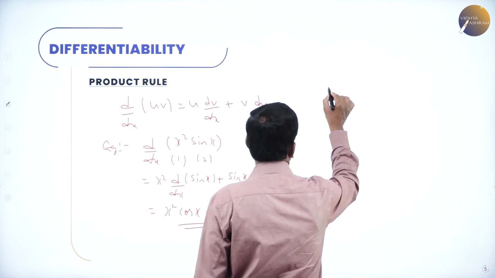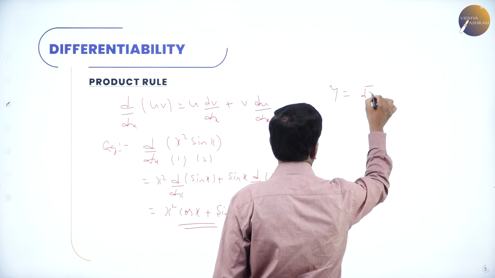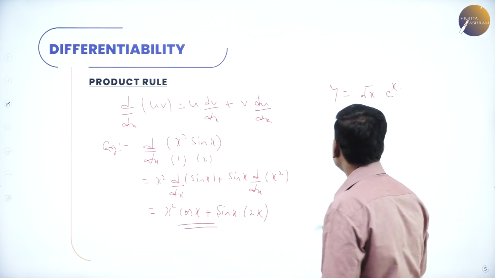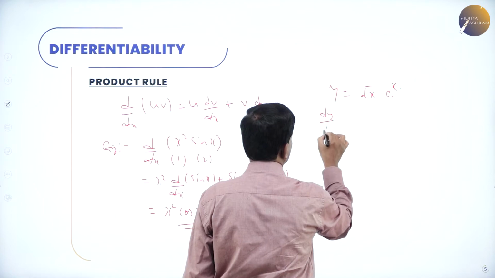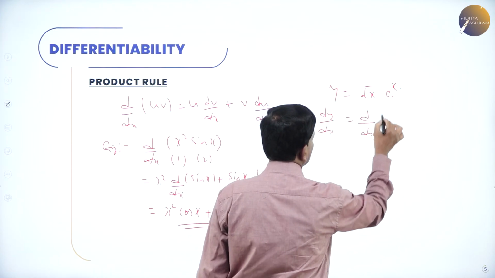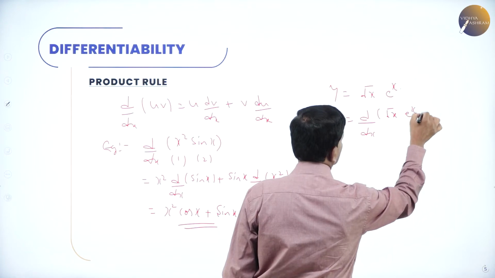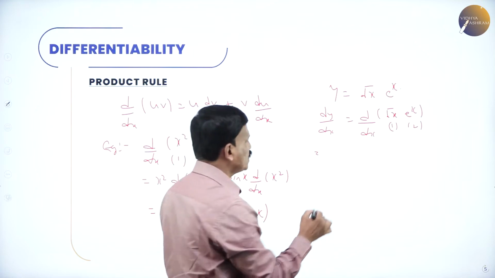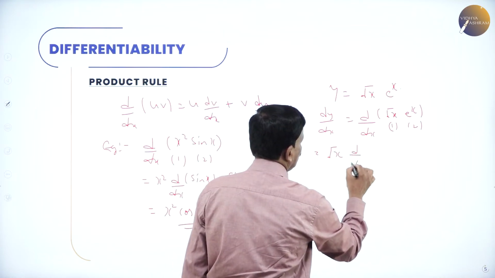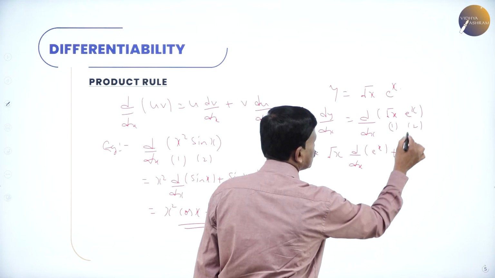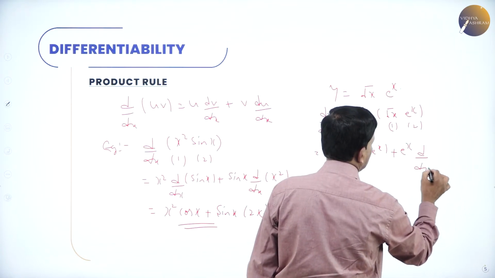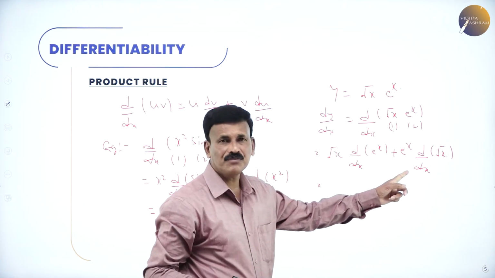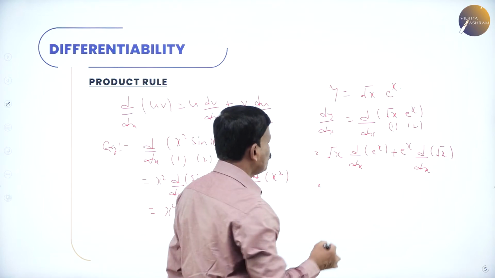Similarly, let us consider y is equal to root x into e to the power of x. Now how to differentiate this? So dy by dx is d by dx of root x into e to the power of x. This is the first function and the second function, same product rule. First function constant, root x, d by dx of the second function, plus second function constant, d by dx of root x. First function into the derivative of the second function plus second function into the derivative of the first function.